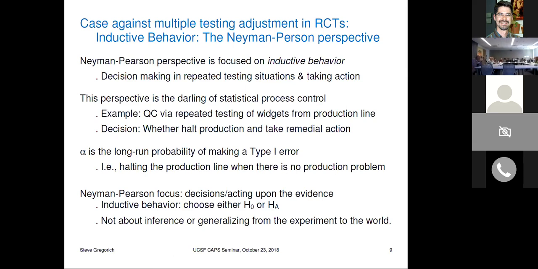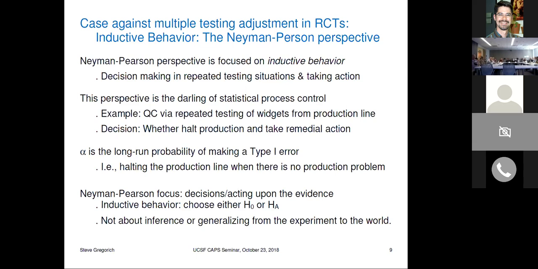Really about decision making in repeated testing situations. So like quality control. You've got a production line, you're going to sample widgets off the production line, you're going to see what the kind of error rate is in the widgets, what kind of quality deficits, and you're going to decide whether or not it's just kind of like a few random messed up widgets or whether there's an actual production problem. And if there's an actual production problem, you better halt the line and take remedial action.